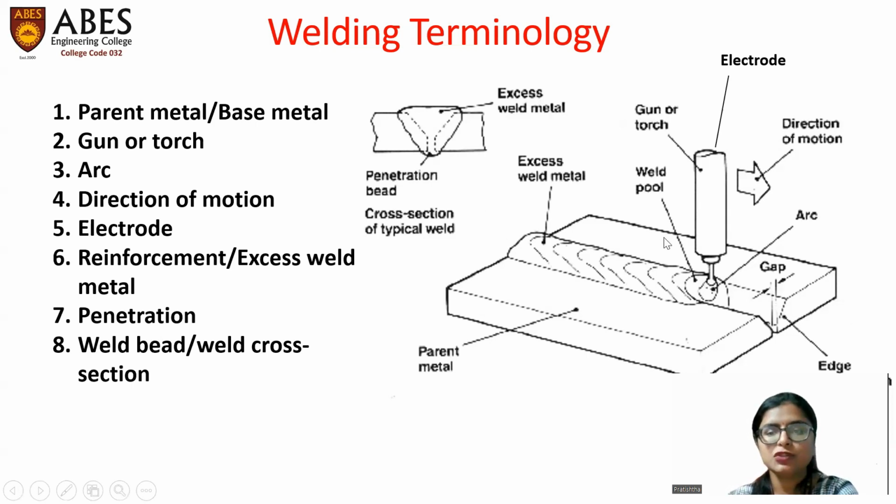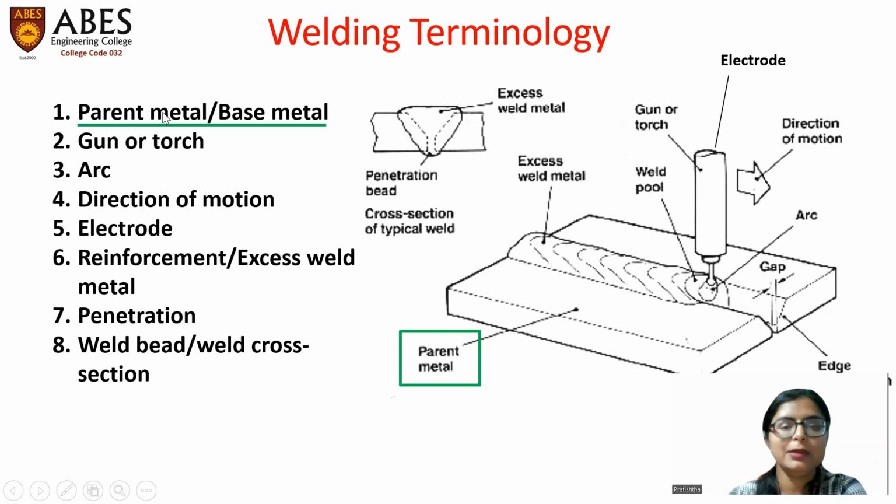This image is the transverse cross section of this plate. If we cut this plate in the transverse direction, we get this type of shape. So after understanding this figure, we'll start understanding these next technical keywords. Next is parent metal. Parent metal or base metal is the base metal plates which are to be joined together. Next is gun or torch.